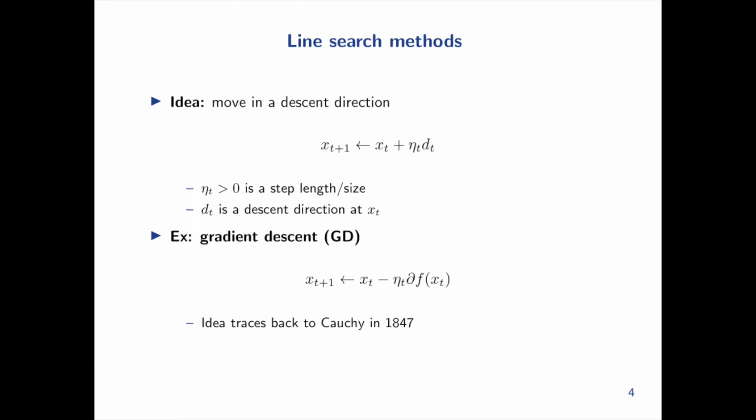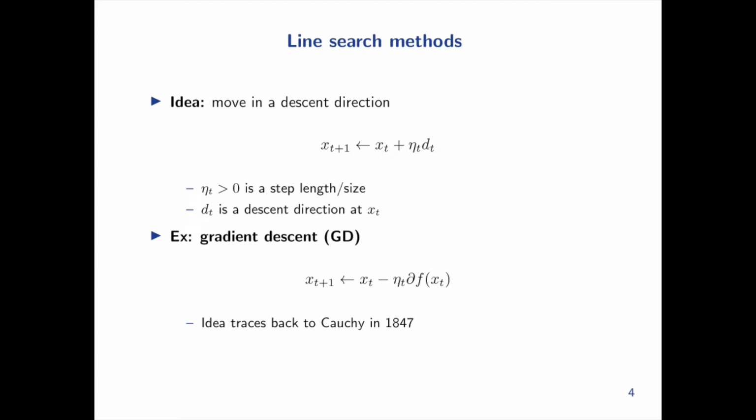A classic example of a line search method: to specify a line search method, all you need to do is specify how you're going to pick these descent directions, these d_t's. And the easiest way to pick it is to just pick the negative gradient direction.